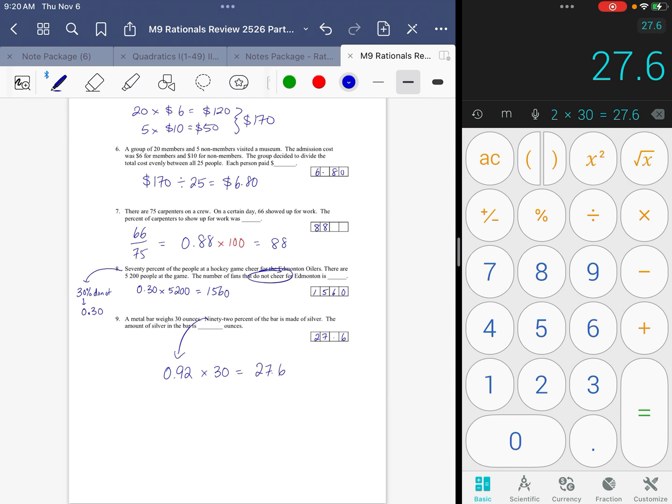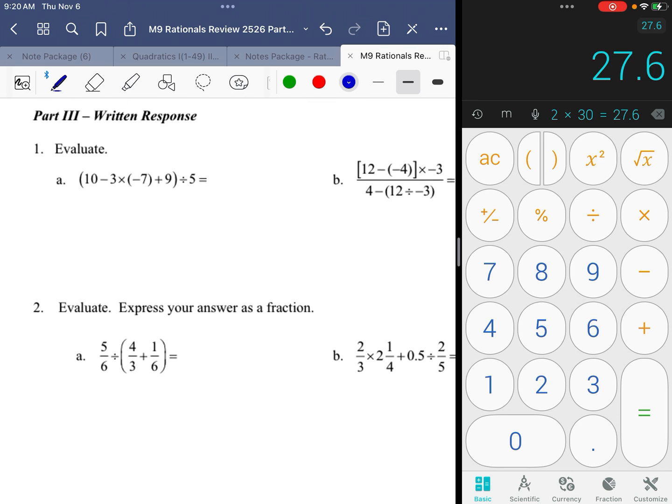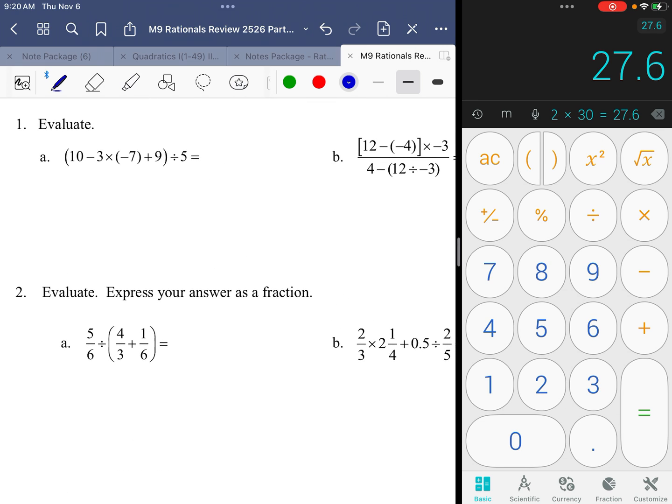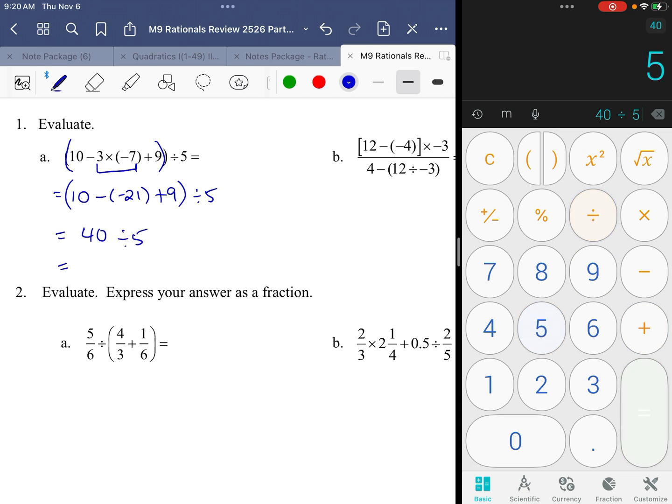Okay, on to the written response. So in our first big set of brackets, we got to do multiplication first. So we get 10 minus a negative 21 plus 9 divided by 5. So on our calculators, 10 minus a negative 21 plus 9 gives me 40. And 40 divided by 5 is 8.